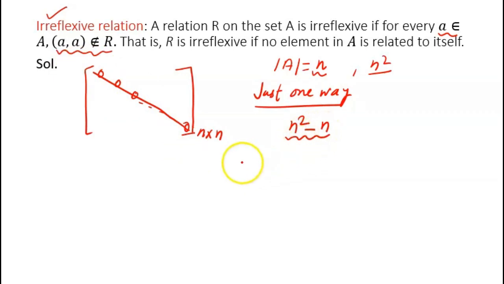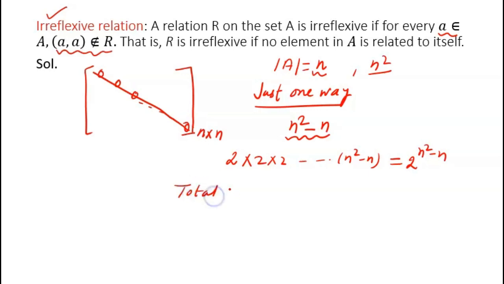So the remaining n square minus n positions can be filled in how many ways? Any position can be filled in either two ways, 0 or 1. So there are total 2 into 2 into 2, how many times? n square minus n times. So that is equal to 2 to the power n square minus n. So the total number of irreflexive relations is equal to 2 to the power n square minus n.